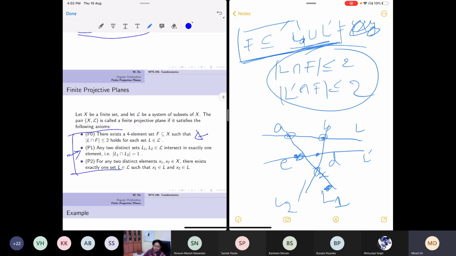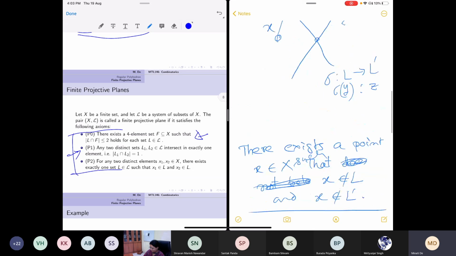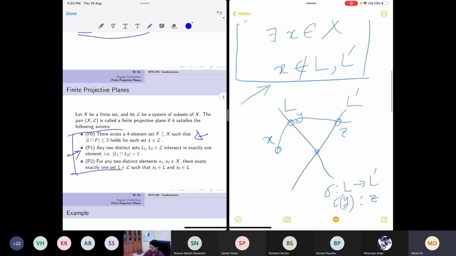If it is, let's say for a contradiction, if it is in L, then that should be A, right? In that case, there is one point which is common to both L and L dash, I mean in the intersection, and there is one point which is left out. So among these 4 points, one point is left out, right? Similarly, the other case also. So this statement is done.